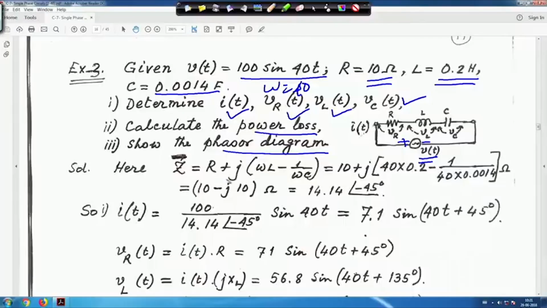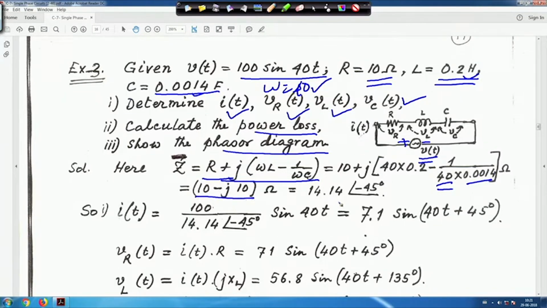Okay. So, with that numerical only, later we have come back again. So, Z is equal to, this is a series RLC circuit, it is R plus J L omega minus 1 upon omega C. Omega I told you it is 40 because sin omega t, so omega is 40. So, L omega, L is given 0.2 Henry, so L omega minus 1 upon omega C, omega is 40 and C is given 0.0014 farad. So, it is actually becoming 10 minus J 10 ohm.